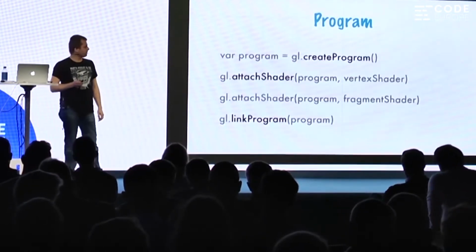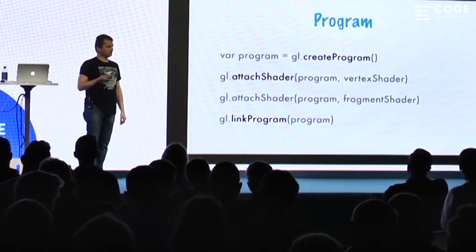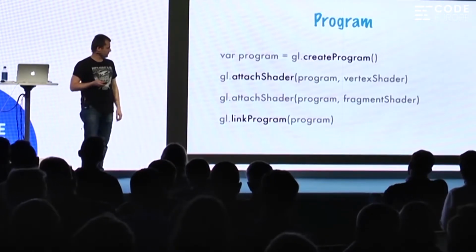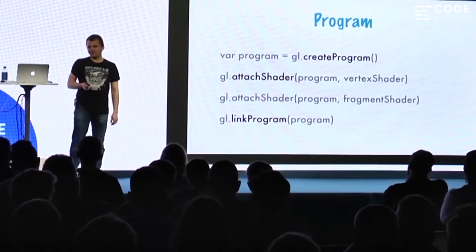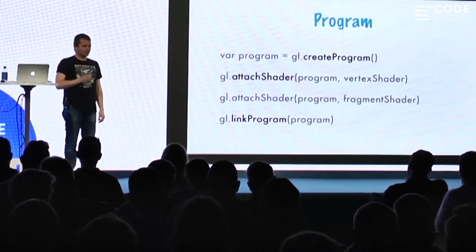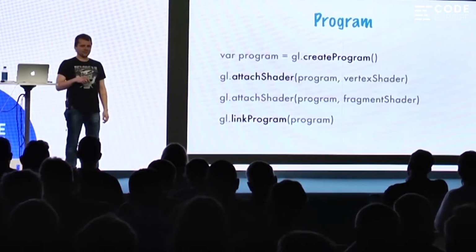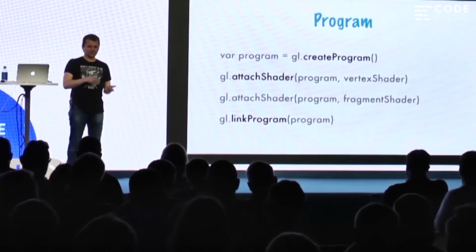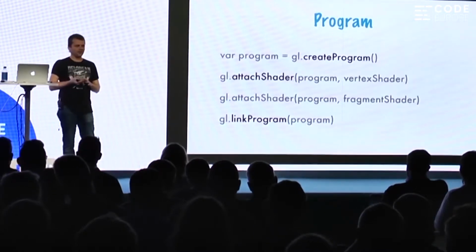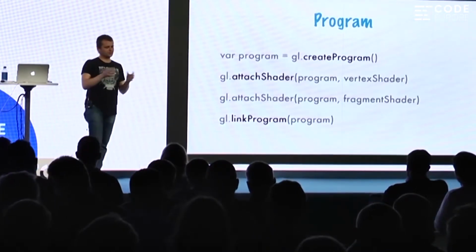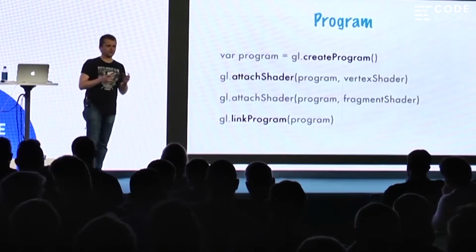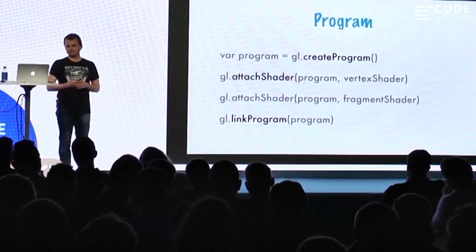And now JavaScript developers can feel like programmers because we're creating a program. After we have a program, we can attach shaders to the program, like the vertex shader and fragment shader, and link them together because they actually work together to draw a triangle.